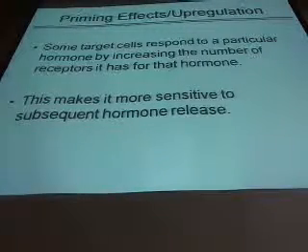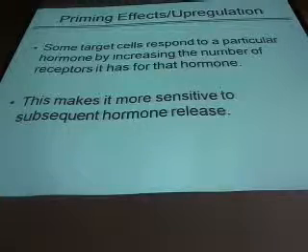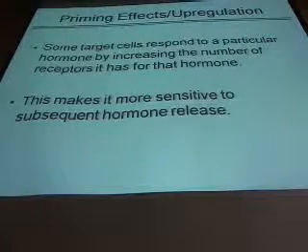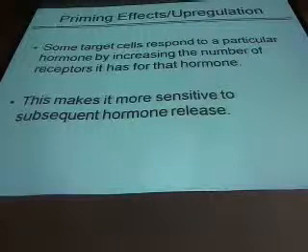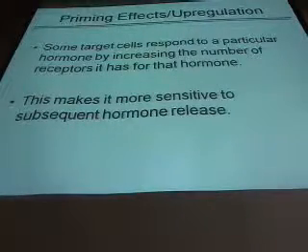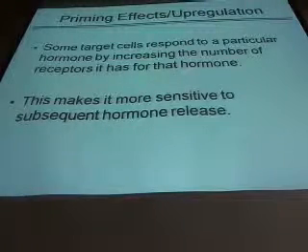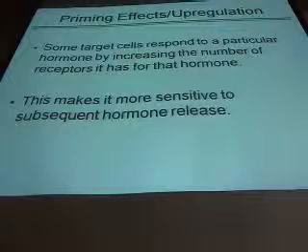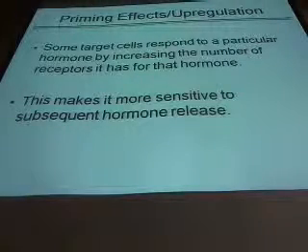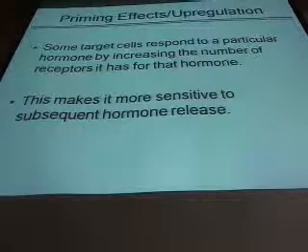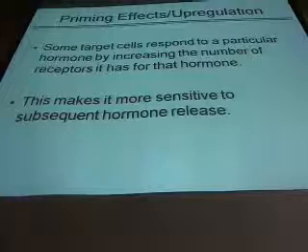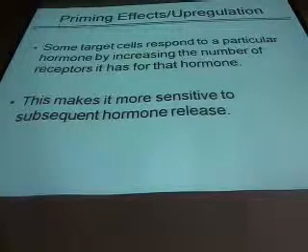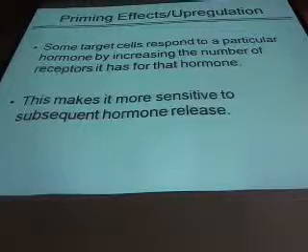Priming effects, upregulation, downregulation. Some target cells are going to respond to a hormone, and some ways they respond by increasing the number of receptors. Now, if you remember, in the plasma membrane, receptors are not always in the membrane. They are, and they're not always in one area of the membrane. It's like your synaptic receptors are in the ends of the synapse. They're not scattered along the sides of the neuron. And the body has the ability to insert receptors into the membrane as needed. And this is what's happening here. Then the receptors are there, it makes it more sensitive to the subsequent release.